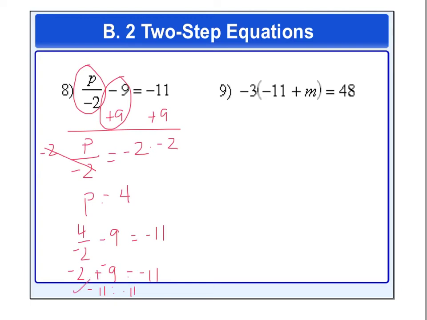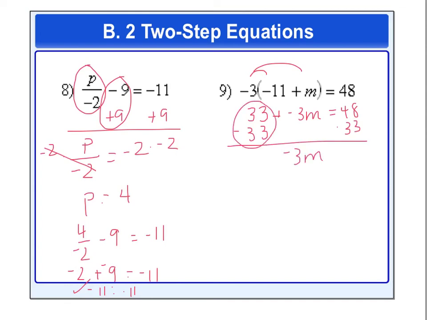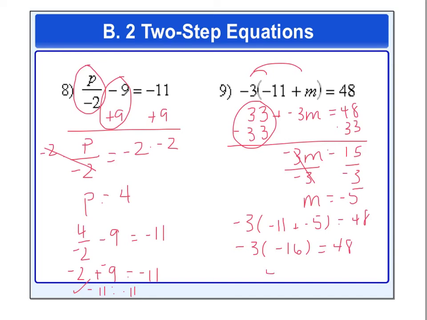When you get to one where you have the distributive property, you want to do that first. So positive 33 plus negative 3m equals 48. What's farthest away would be the 33, so we're going to get rid of that first. We get negative 3m equals 15. Divide by negative 3, and m equals negative 5. We'll check our work. Negative 3 times negative 11 plus negative 5 equals 48. Negative 3 times negative 16 does indeed equal positive 48. Perfect.